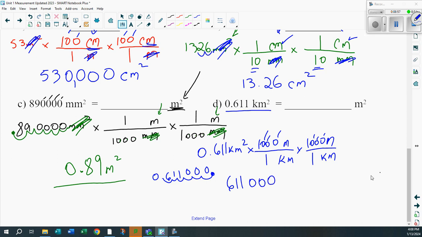So this is 611,000. The kilometers squared cancels, leaving you with meters squared. 611,000 meters squared. Do you see how dimensional analysis works? And do you see how this conversion is so easy if we just cancel the terms? Whoa, awesome.